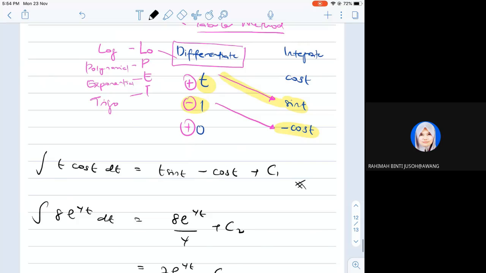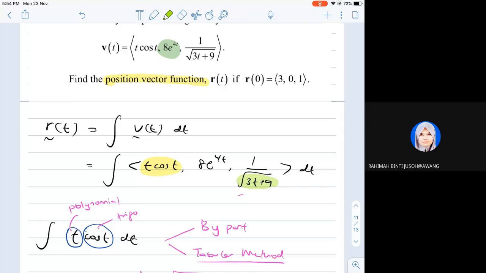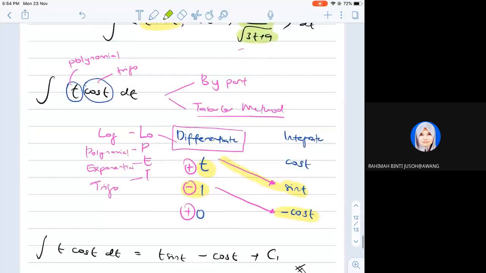Okay, now the third component. How do we integrate this? 1 over square root 3t plus 9.